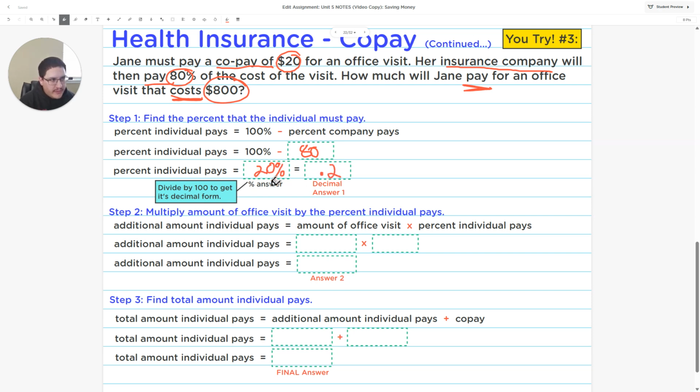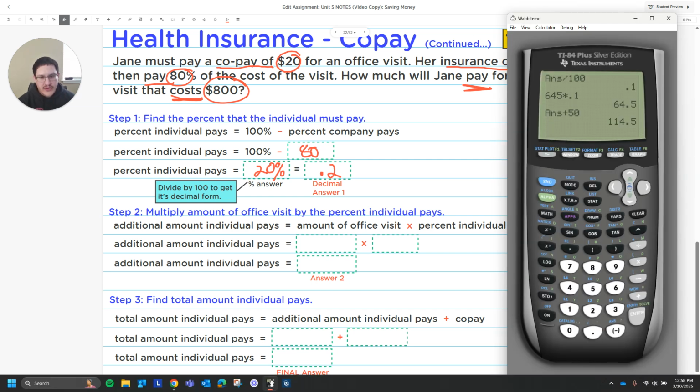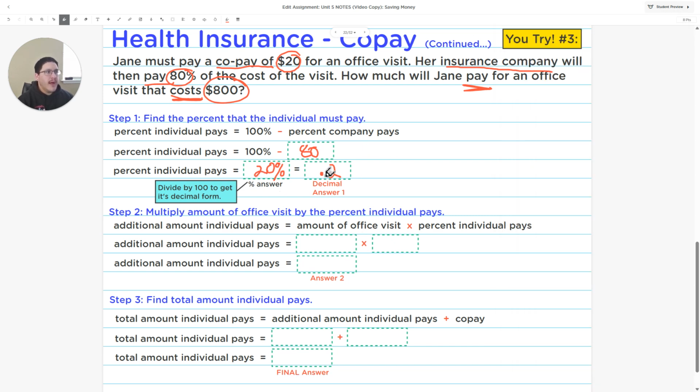Move the decimal point to the left twice to change from percent to decimal, or divide the percentage by 100 to get the decimal of 0.2. So now we're going to multiply that decimal with the cost of the office visit. So 800 times 0.2.